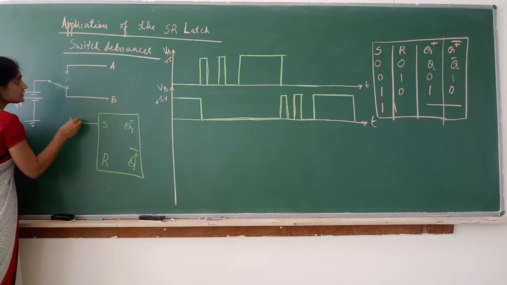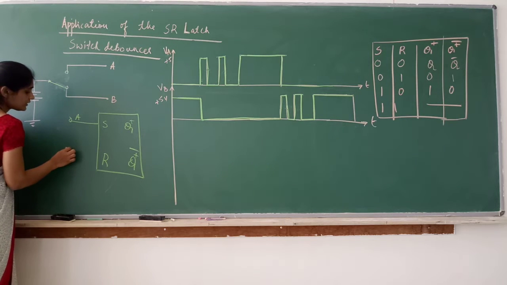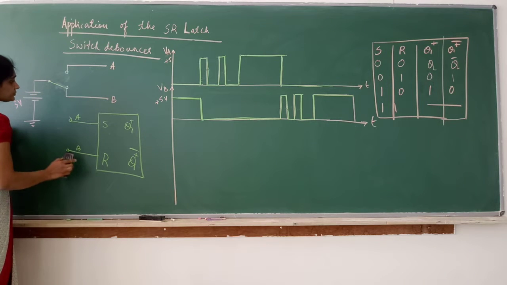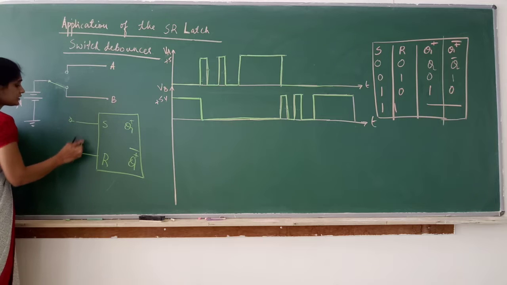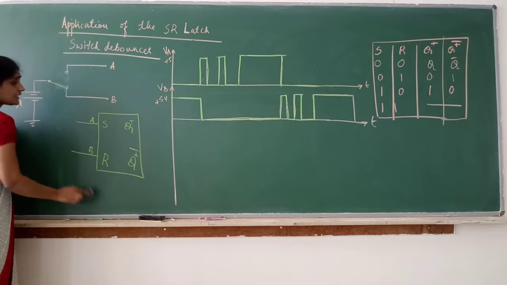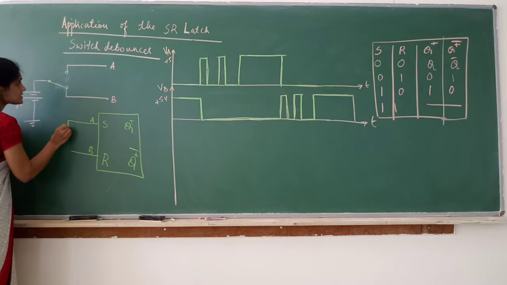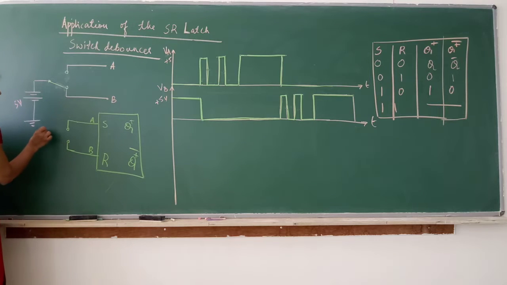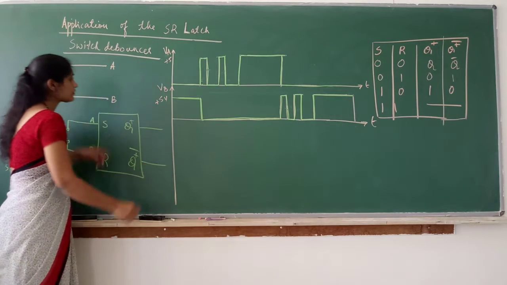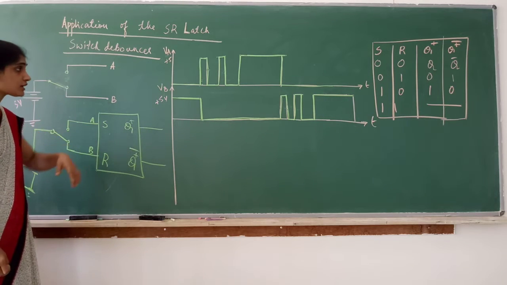Just look at the connection here. This is A and this is B. A is nothing but S and B is nothing but R, and this is the contact we have. So this is 5 volts. Now this is the center contact, so you can move from B to A or A to B. Now these are Q plus and Q plus bar. Instead of A and B, now we have Q plus and Q plus bar. Let's see what the output is now.